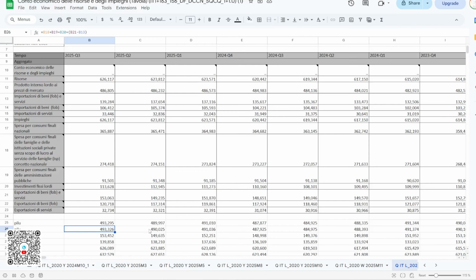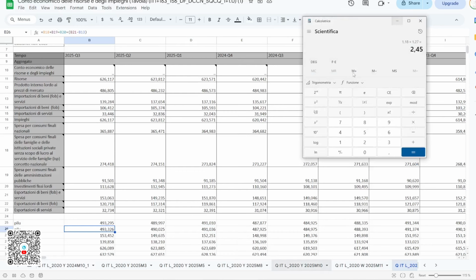Okay, but here you can see how, for example, in Q2 2025 we have 490 billion theoretically, and the gross domestic product was reported at 486 billion. So we see that gross domestic product in 2025, Q1, Q2, and Q3, it's steady at 486 billion, while instead if we do the sum item per item, the gross domestic product is around 490, 491, 493. And we can do a simple average, 491.